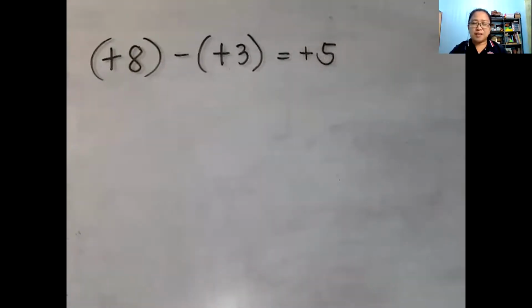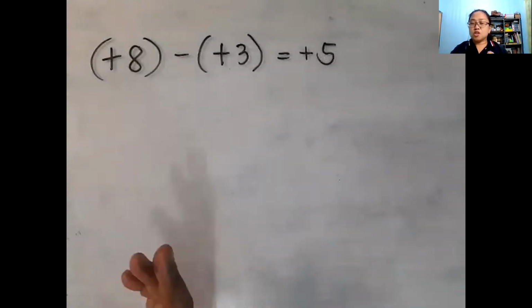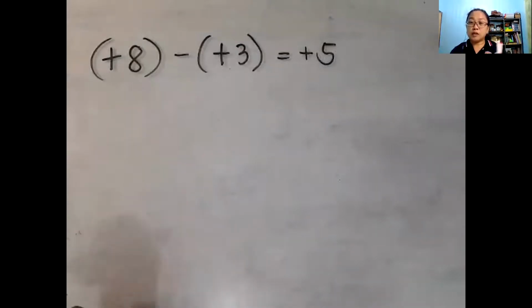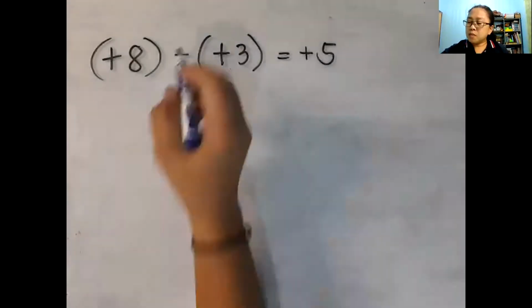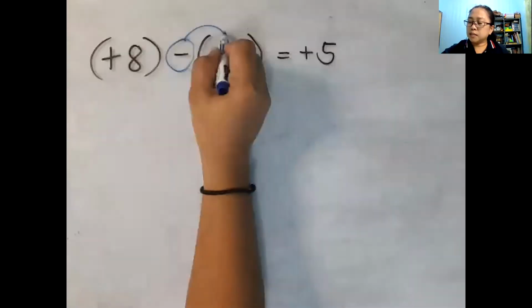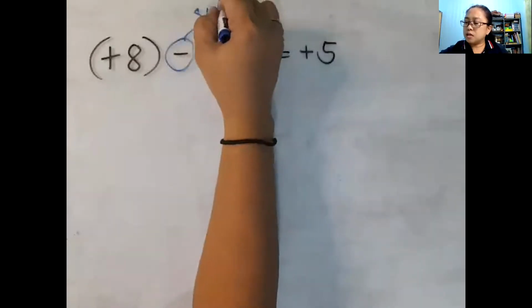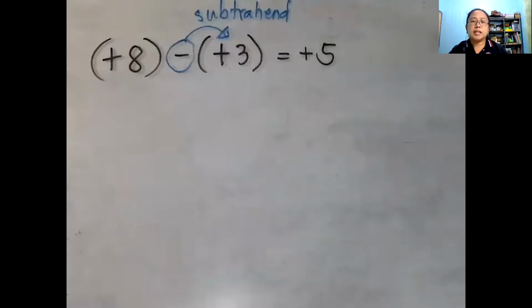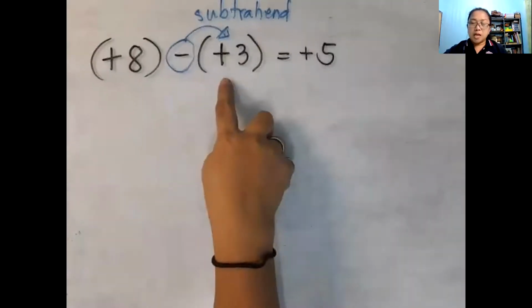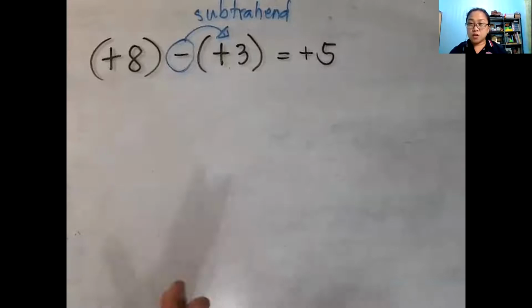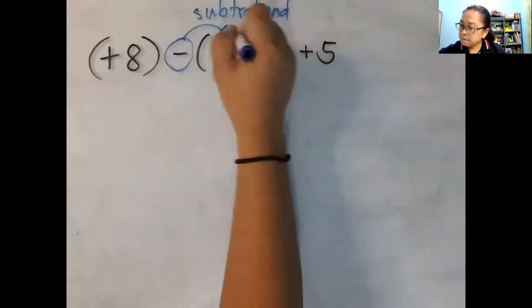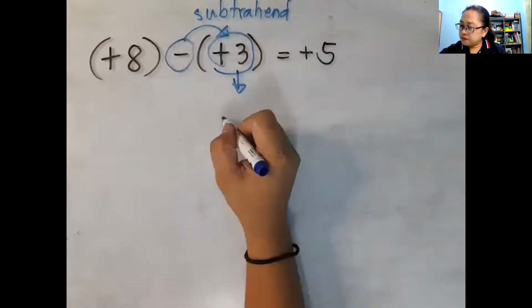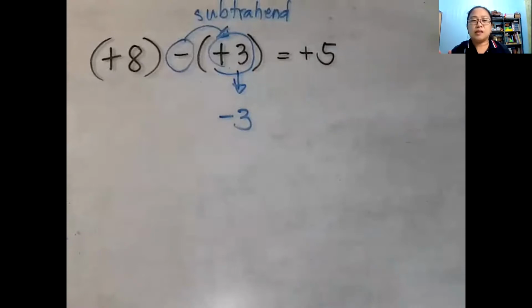Bakit siya naging positive? We take note of the rules in subtracting integers. Ang una doon daw ay we identify the subtrahend. So, ito yung minus sign natin. Ito ang ating subtrahend. Okay? Ang subtrahend natin ay yung positive 3. Ang sinabi doon, we change the sign of the subtrahend. So, yung subtrahend natin, ito, magiging negative 3. Okay, magiging negative 3 siya.